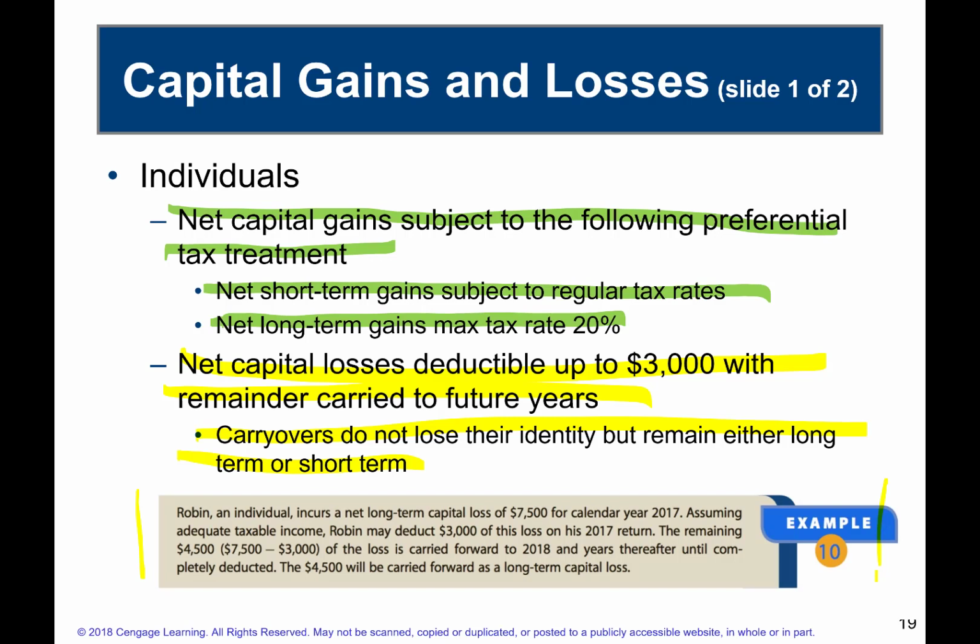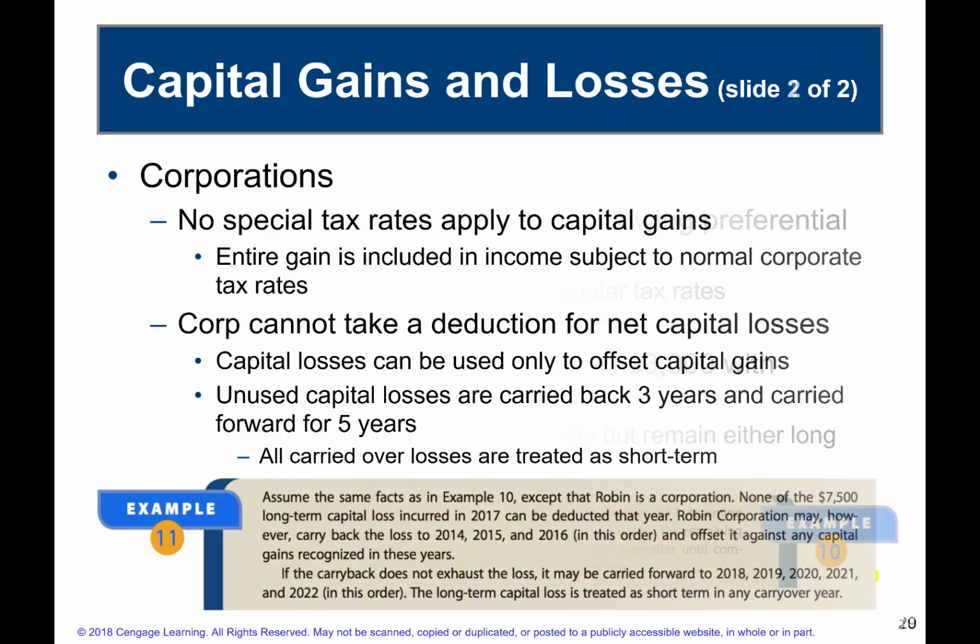Now, what happens for corporations? If you have a gain, there are no special rates. So whatever the corporate rate is, that's what they pay on gains. Now you look at that and you say, wow, that's pretty harsh, except when you look at what they're going to do in 2018 with corporate rates, they lowered them, so they're actually getting about the individual's rate on the capital gains. Okay, so for gains, there are no special rates though.